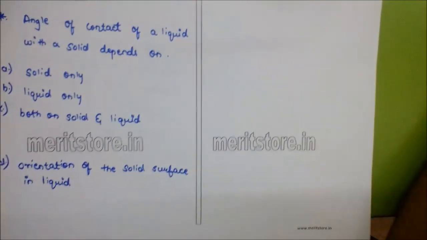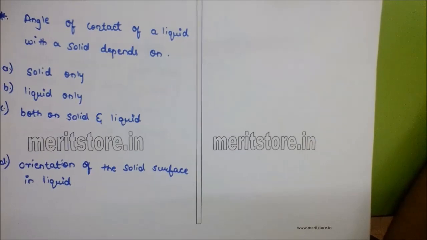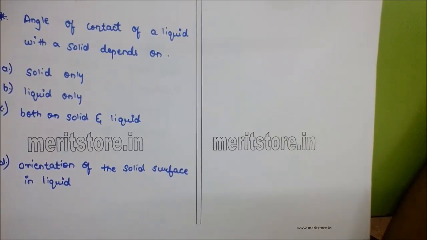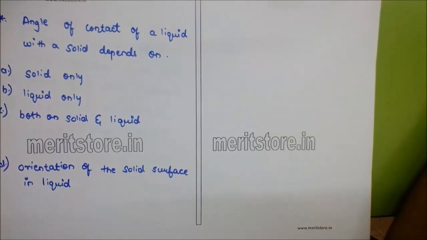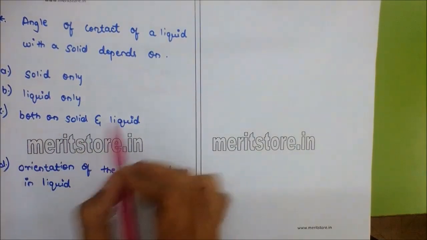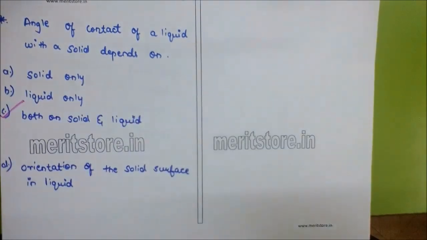The angle of contact of a liquid with a solid depends on solid only, liquids only, both on solids and liquids, or the orientation of the solid surface and the liquid. Basically the angle of contact of a liquid with a solid will depend on both the solid and the liquid itself. So the correct option is C.